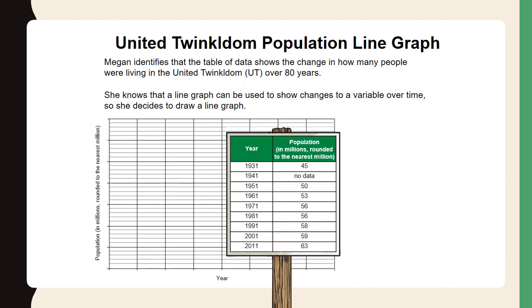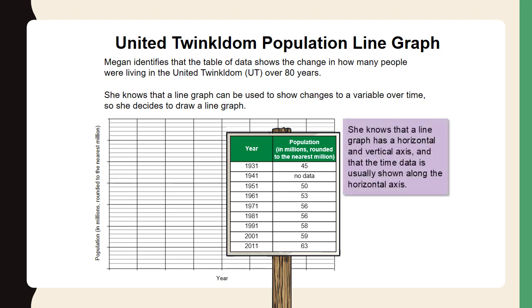Now, Megan identifies that the table of data shows the change in how many people were living in the United Twinkledom, which can be abbreviated to UT, over 80 years. She knows that a line graph can be used to show changes to a variable over time, so she decides to draw one. She also knows that a line graph has a horizontal and vertical axis, and that the time data is usually shown along the horizontal axis. So if we're trying to show time, we use the horizontal axis to record the time.